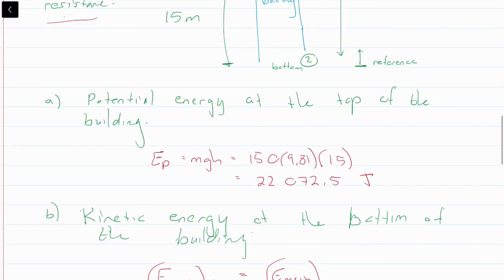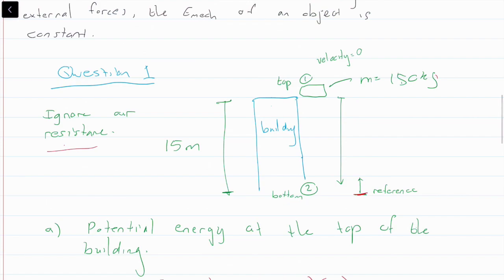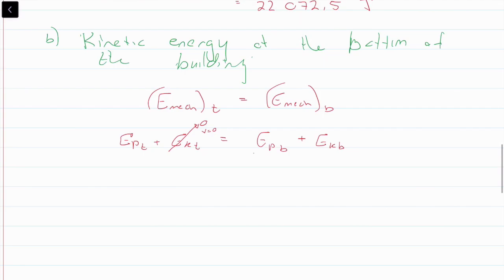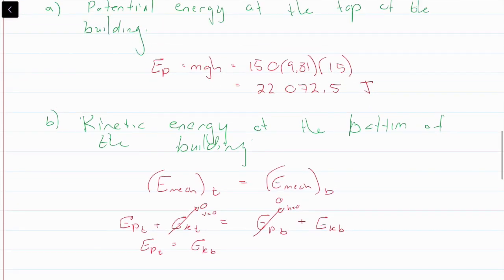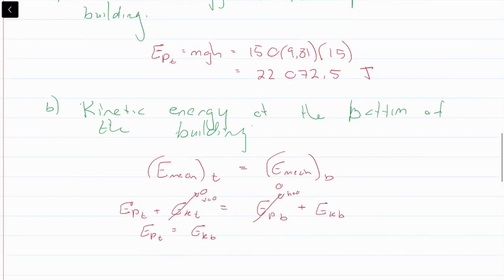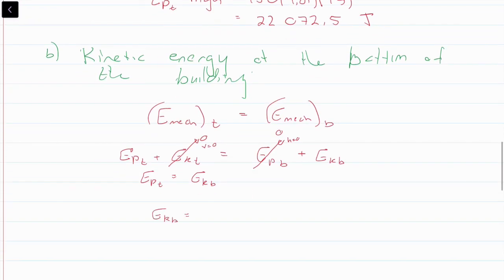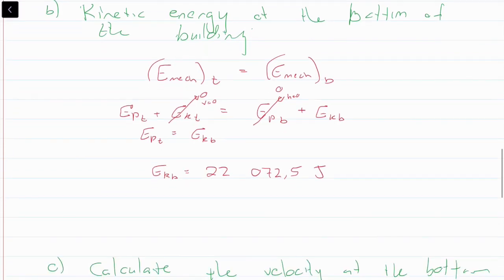Then at the bottom, we spoke that the reference is at the bottom, so height is equal to 0 at the reference point. So we know that our EP at the bottom also goes to 0 because height is equal to 0. Okay, so what we're left with is that EP at the top, our potential energy at the top, is equal to our kinetic energy at the bottom. So we already calculated the EP at the top of the building. So EK at the bottom is equal to EP at the top, which was 22,072.5 joules. And that's our answer.